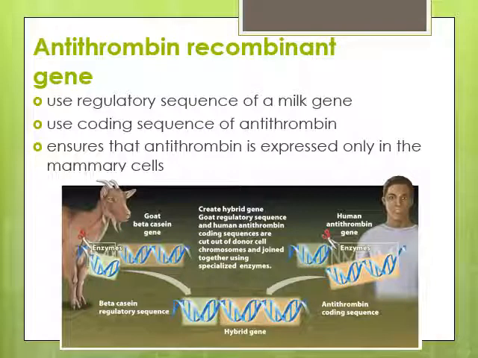So if we want to make an antithrombin recombinant gene, where we can ensure that the antithrombin is expressed only in mammary cells, we can use the regulatory sequence of a milk gene, say from a goat. So we're using their beta-casein gene. We're just cutting it, basically, using enzymes on the regulatory sequence, putting that over here, and then we're getting the human antithrombin gene and adding its coding sequence to the regulatory sequence of the beta-casein. And now basically what that's doing is making sure that antithrombin is expressed only in the mammary cells.